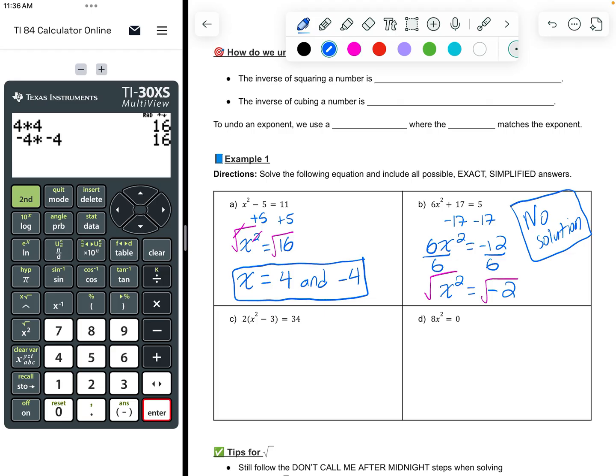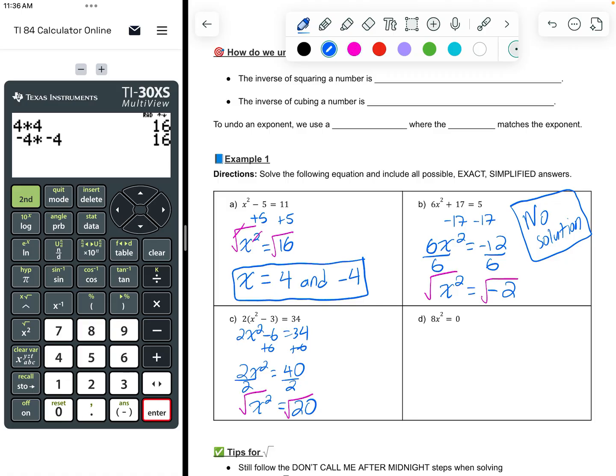All right, two more here. C, we start by distributing our 2 there. So 2x squared minus 6 equals 34. And we add 6 to both sides, get 2x squared equals 40. And then divide by 2, get x squared is equal to 20. And then like before, we square root both sides.